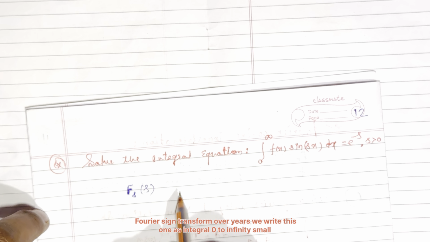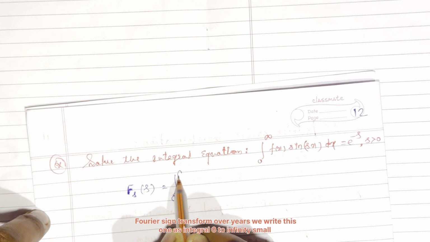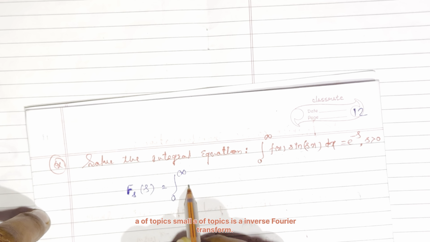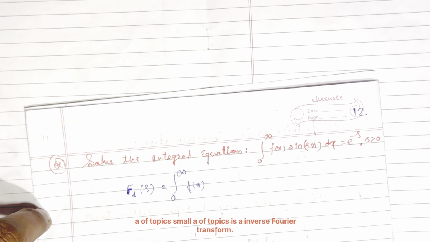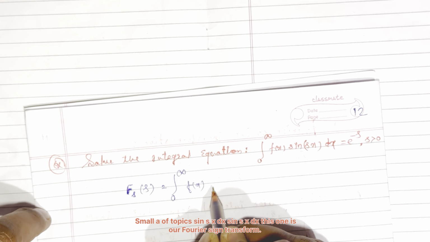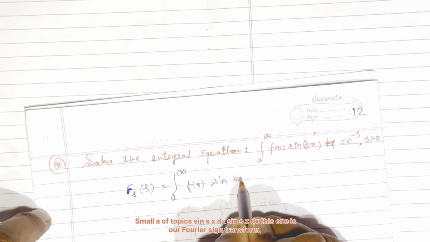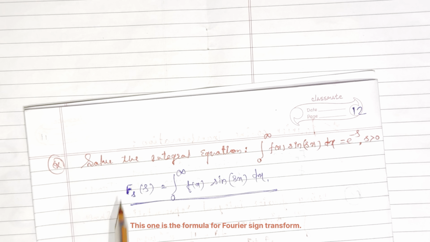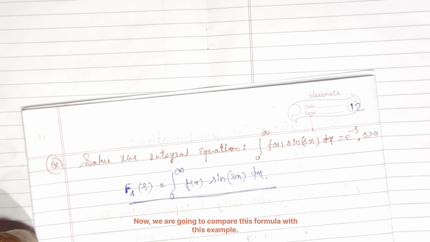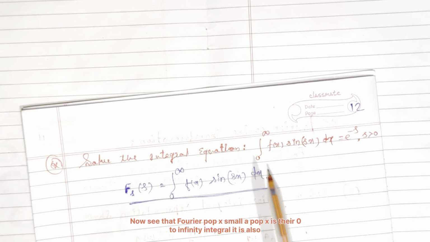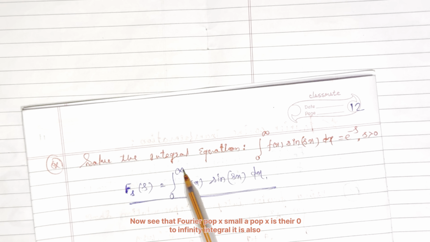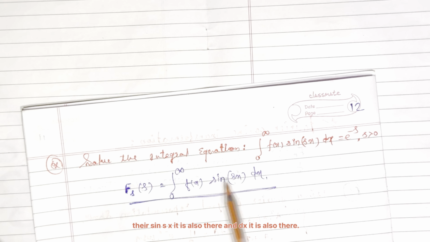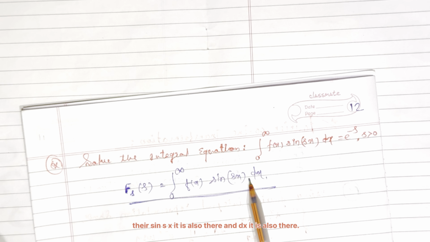We write this as the integral from 0 to infinity of small f of x, where small f of x is the inverse Fourier transform, times sin sx dx. This is the formula for the Fourier sine transform. Now we are going to compare this formula with this example. Small f of x is there, the integral from 0 to infinity is there, sin sx is there, and dx is there.